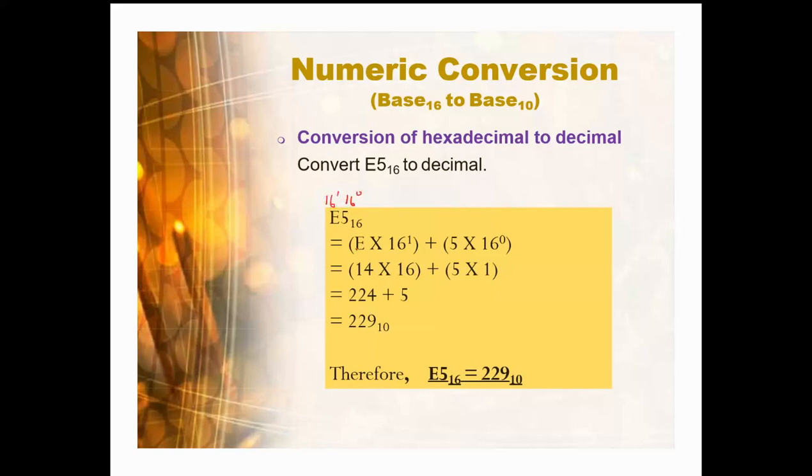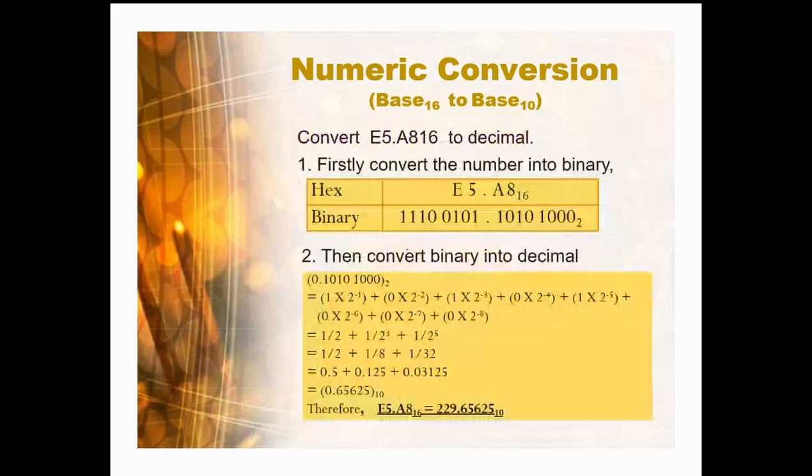So E times 16 to the power of 1 plus 5 times 16 to the power of 0. So this E is represented by 14. So 14 times 16 plus 5 times 1. So you get 224 plus 5. You got 229, okay, base 10. So this is how you convert from base 16, hexadecimal, to the decimal number.